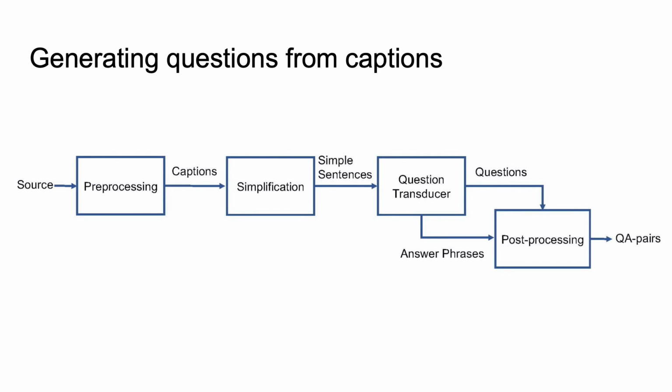And this is the overall framework of our question-answer pairs generation from image captions. At first, we get the captions from the textbooks and the online digital libraries. And then we do simplification on those captions to generate simple sentences. And we build a question transducer to extract questions and answer phrases from those simple sentences. And we do a final post-processing on those questions and answer phrases to obtain our question-answer pairs in our dataset.